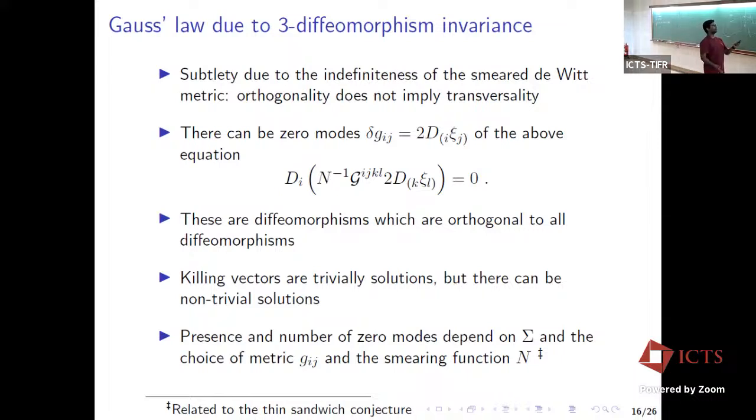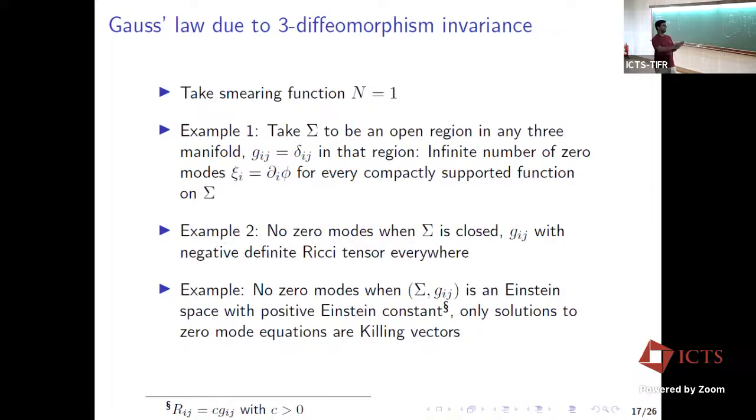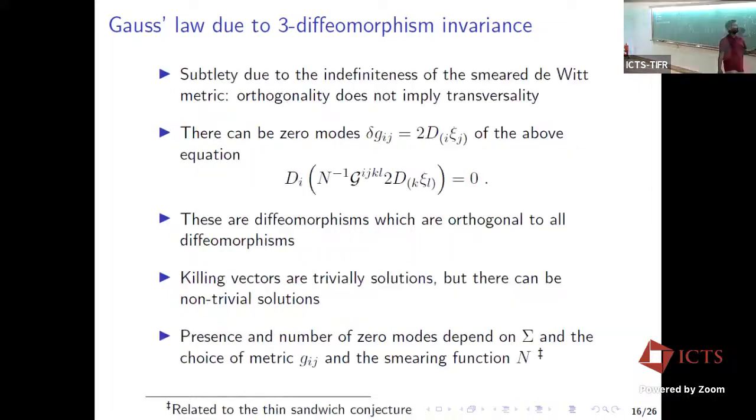Clearly, all of those go into this equation. So we should at least expect some dependence on these. And the number of zero modes is actually related to the thin sandwich conjecture, which I will not go into. So let me give a few examples, just to make everyone comfortable with this point.